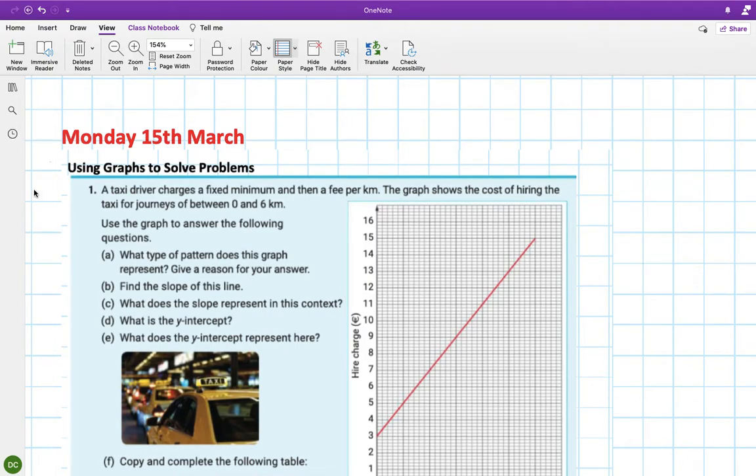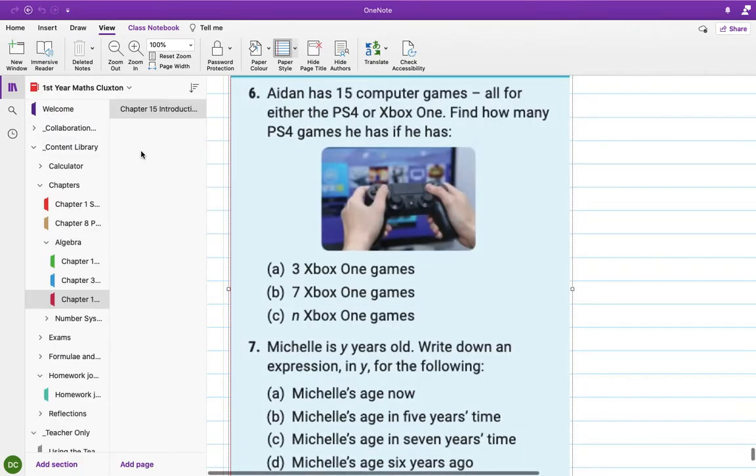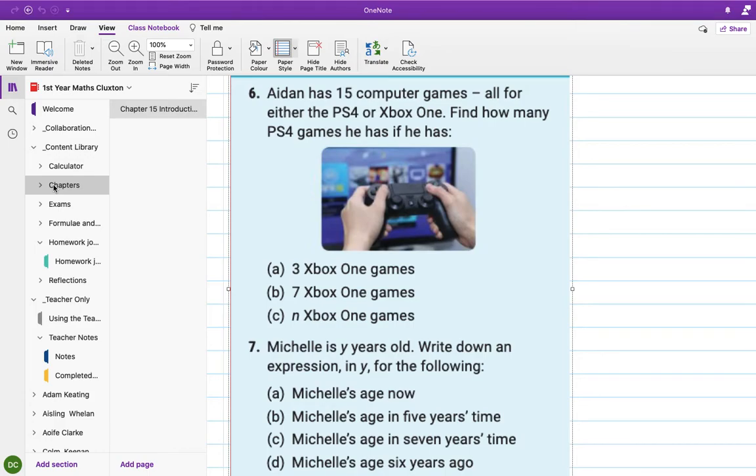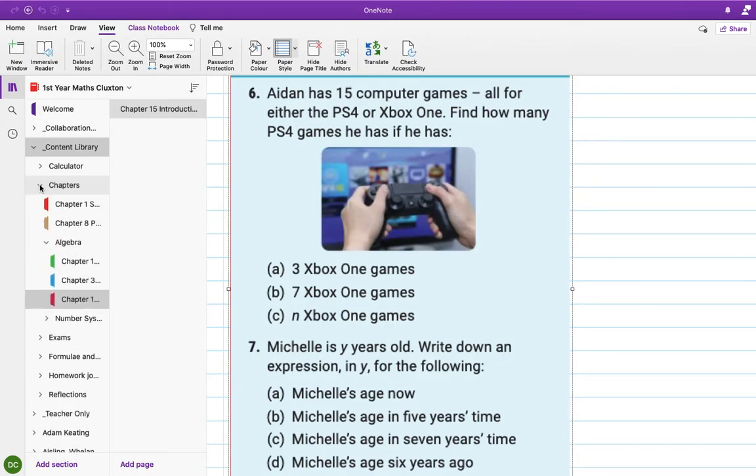Actually, before I go any further, and just while I have you guys, I've changed your OneNotes a little bit. They're all the same. This is Cluxton's, but they're all the same. So see in chapters. So ignore that. In content library, when you click in, you have calculator, chapters, exam, formula tables book, homework journal, and reflections. The only one I've changed is chapters, and all I've done is make a couple of folders in here. It's just to tidy it up a bit.